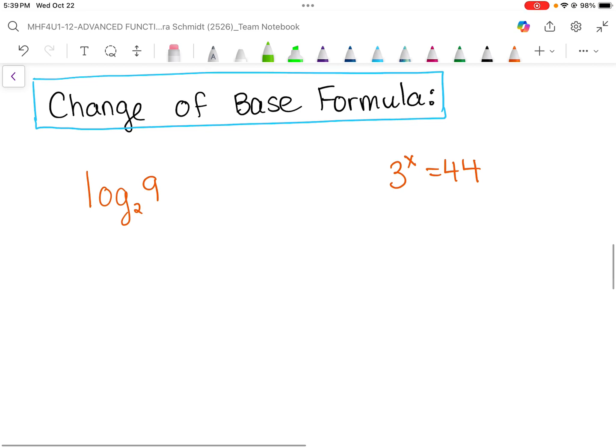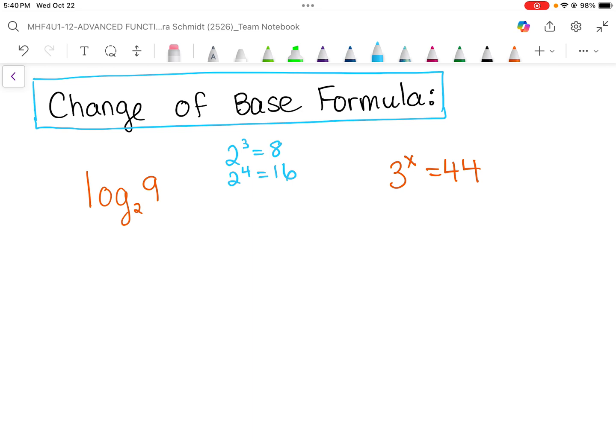Sometimes we just can't evaluate them because it's going to be a decimal and we can't do that in our heads. So if you have something like log base 2 of 9, well, I know 2 to the power of 3 is 8, but 2 to the power of 4 is 16. So I know it's going to be in between 3 and 4. I know it's going to be closer to the number 3, but I don't know what it's going to be.